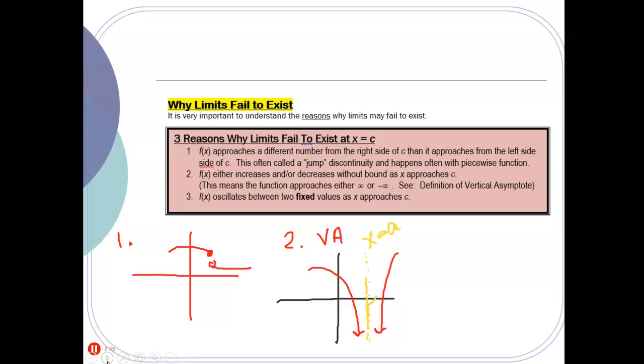And number 3, f of x oscillates. An oscillating function is kind of like your Hooke's law, where at the beginning when you drop that spring, it kind of rapidly oscillates like this, and then it teeters off. So a limit would fail to exist if you have a graph that's rapidly going up and down. Does that make sense? So those are 3 reasons why a limit would fail to exist.